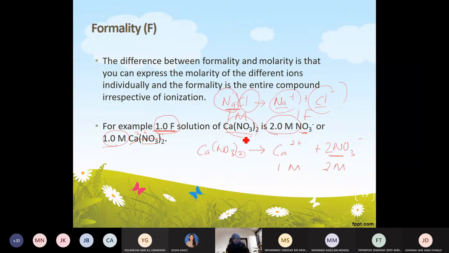If it involves this kind of compound. Kalau dia macam ni, dia tak nampak sangat, still the same. So itu maksud formality. Dia tak kisah solution to undergo ionization ke tak. But molarity, normally dia look at the ionization part. Okay, faham formality? Boleh follow?